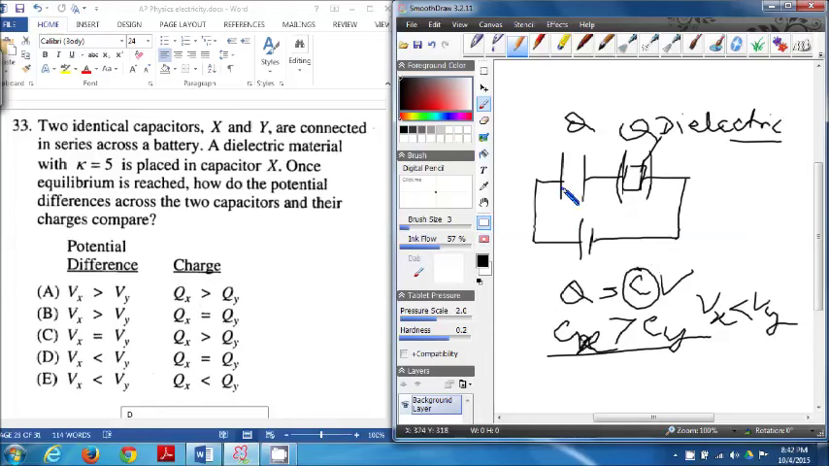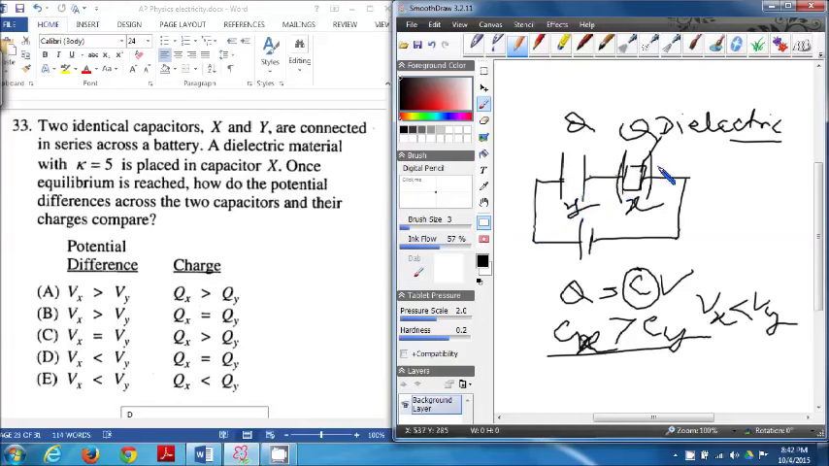The capacitors are connected like this, and this is X capacitor and this is Y. They are connected in series across a battery. A dielectric is placed here, and because they are connected in series, whatever charge is here must be here. So the charge on this capacitor and this capacitor would be the same. Actually, the charges will be opposite: if this is plus here, this is minus.